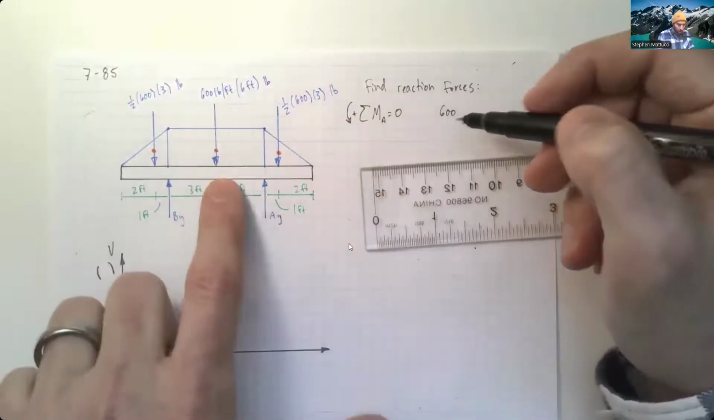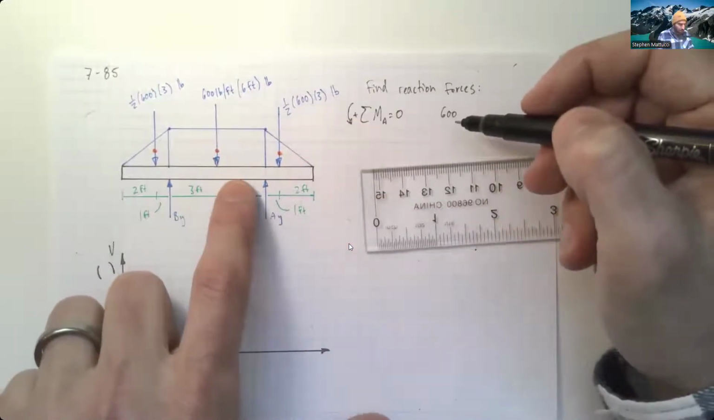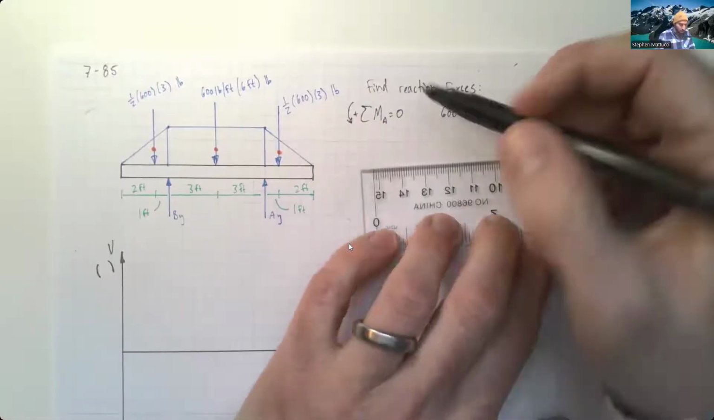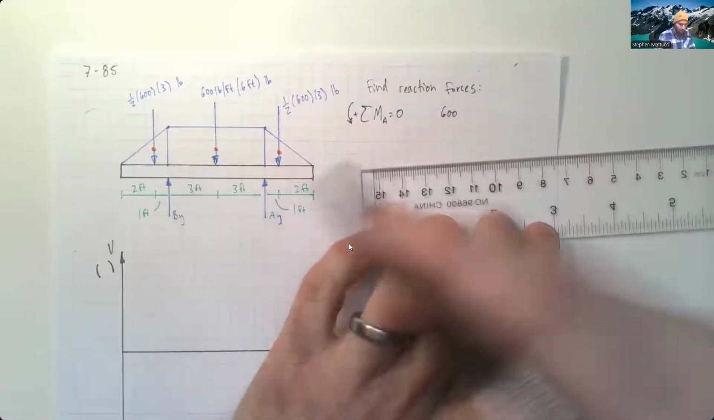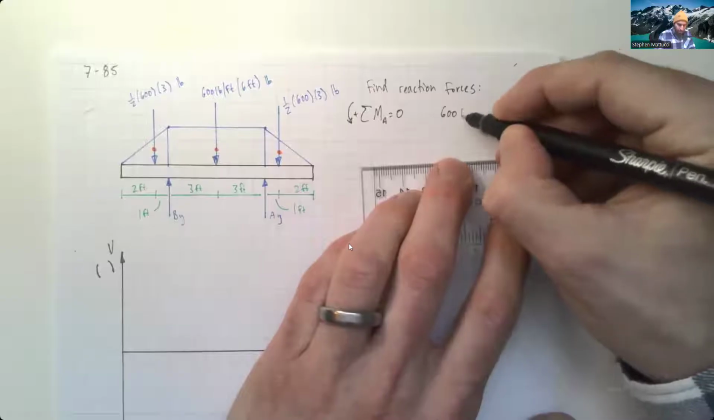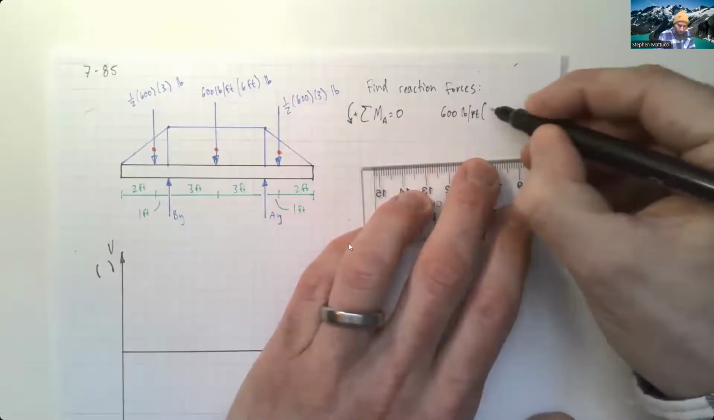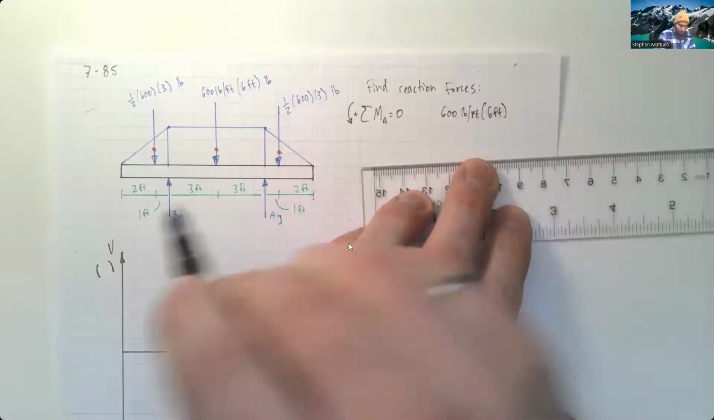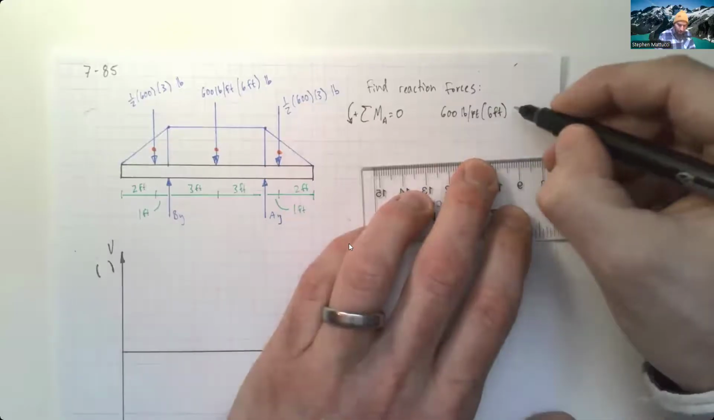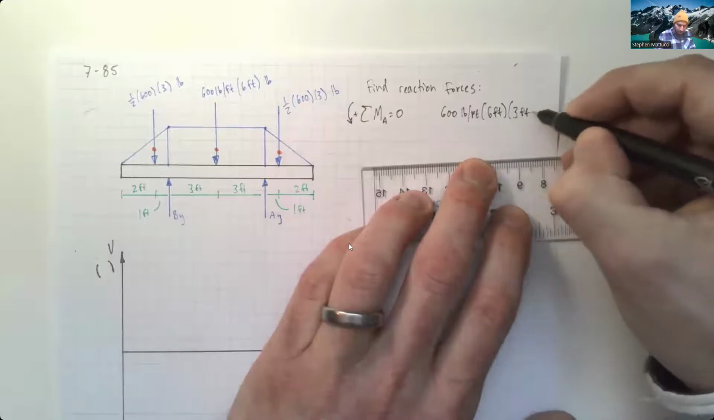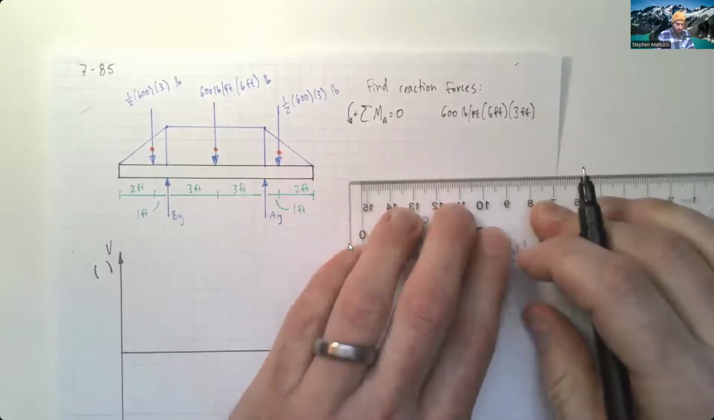We're going to have the first one here is going to be the weight of this load here of our rectangle times the distance 3 feet. So we have 600 pounds per foot times 6 feet, which is the length that that load is acting at, times 3 feet, which is the distance from A.